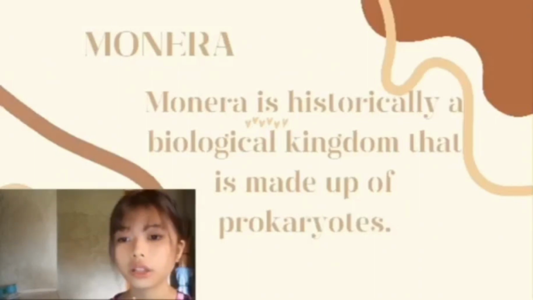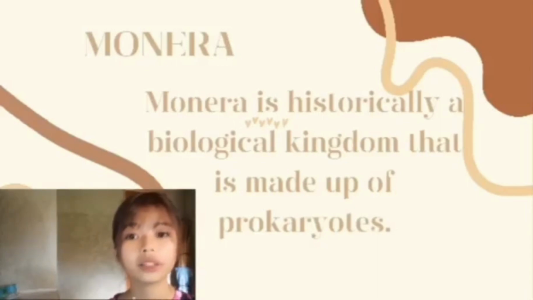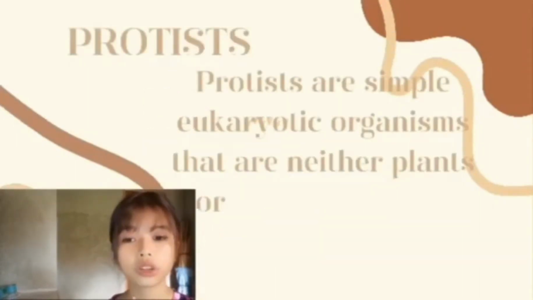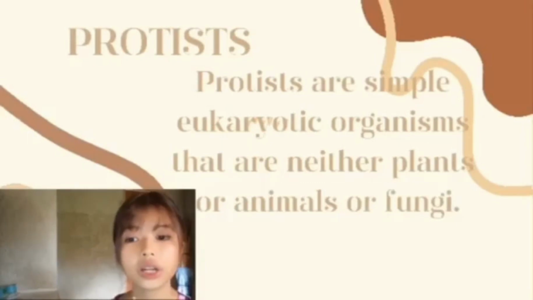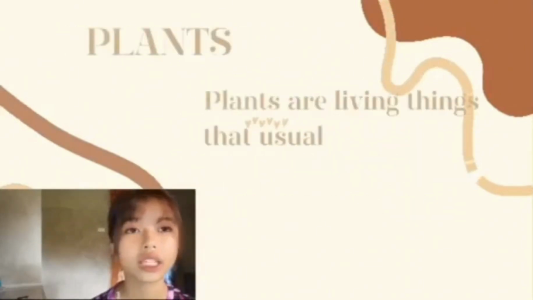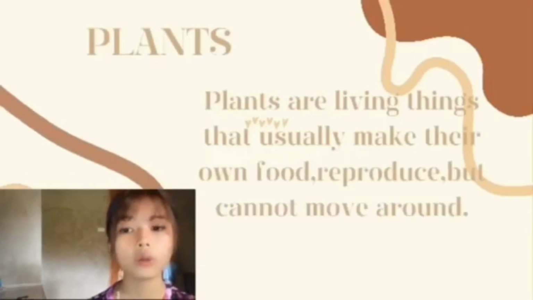So, the kingdom Monera classification has archaea, bacteria, and cyanobacteria. So protists are simple eukaryotic organisms that are neither plants nor animals or fungi. Protists are unicellular in nature but can also be found as a colony of cells. Most protists live in water. They are living things that usually make their own food, reproduce but cannot move around.